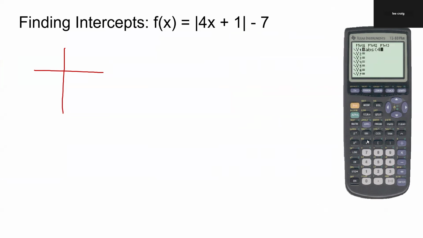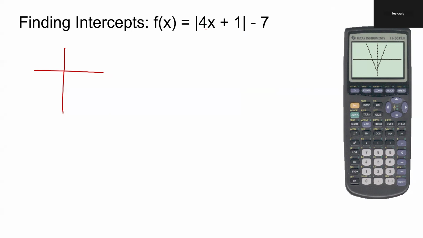But absolute value 4x plus 1, we can already see that's going to shift it to the left, right? Because there's a positive there. And then we're going to shift the whole thing down 7 spaces. By the time we shift it down 7 spaces, it ought to cross the x-axis somewhere. And there is what we're looking at right there.